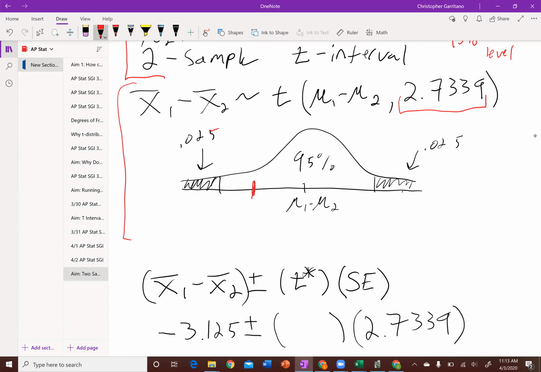And so it should turn out that when we build a confidence interval around our observed stat of negative 3.125, it should contain what we hypothesized to be the true difference in the parameter. So it should contain 0 is what I'm trying to say. Well, let's see that it does.